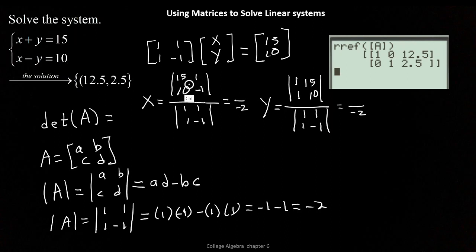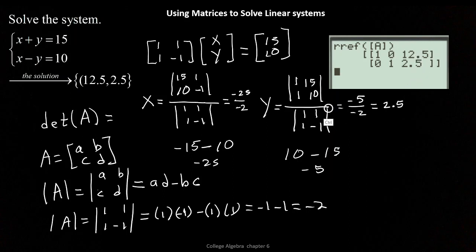What's the numerator here? Well, 15 times -1 is -15, minus 1 times 10 is 10. So that's -25. What's -25 divided by -2? 12.5. You got the same answer. And for this one, that's 10, 1 times 10 minus 15 times 1. That's -5. And that's what? That's 2.5, which is the same answer. So this is called Cramer's rule.